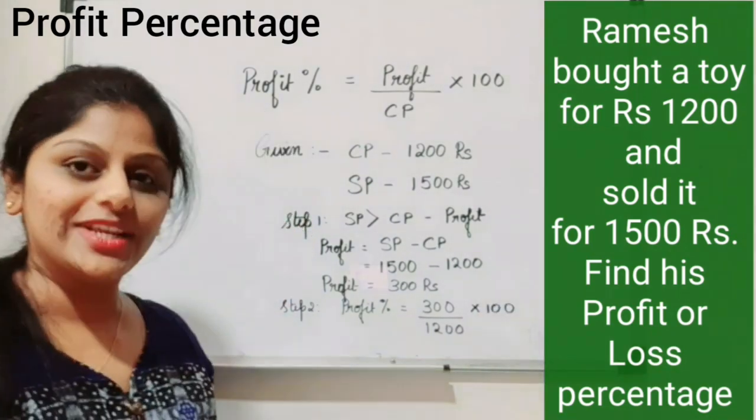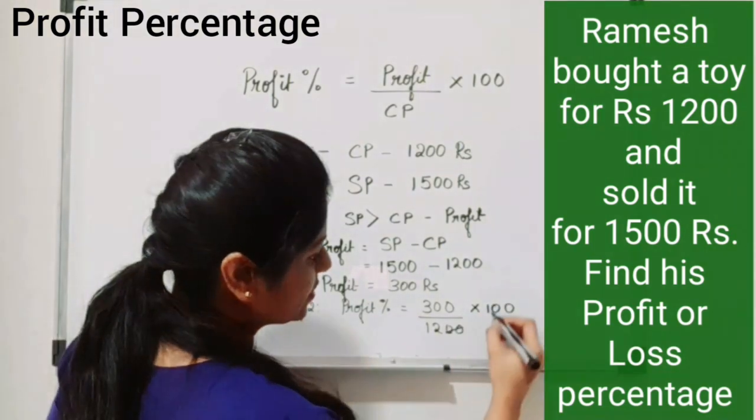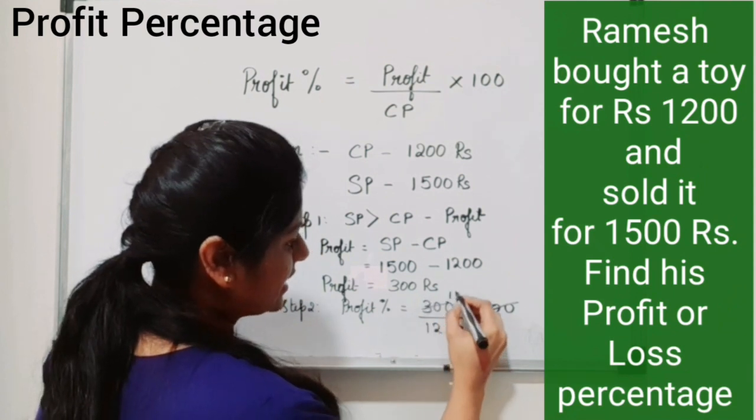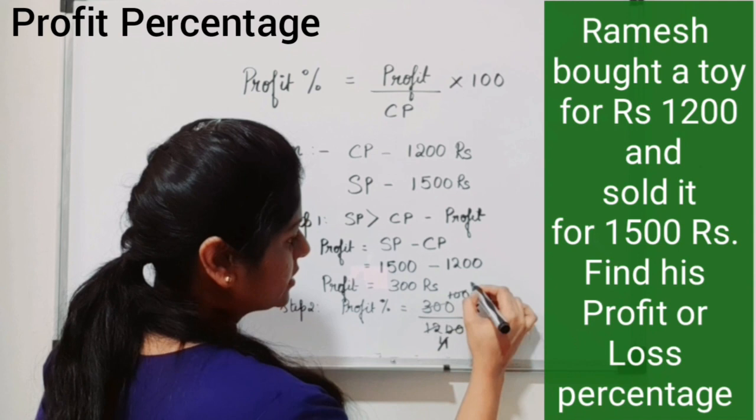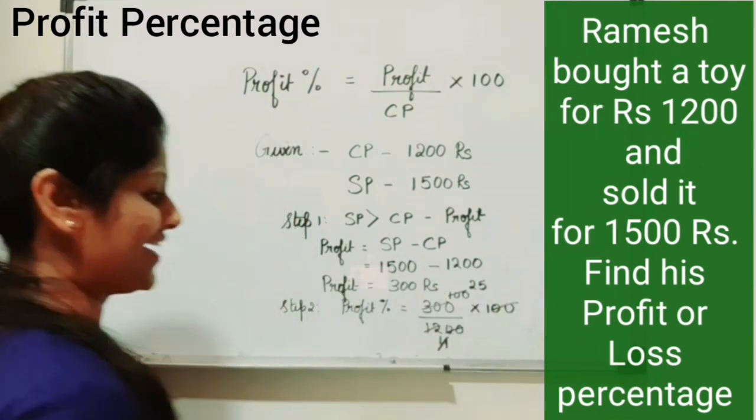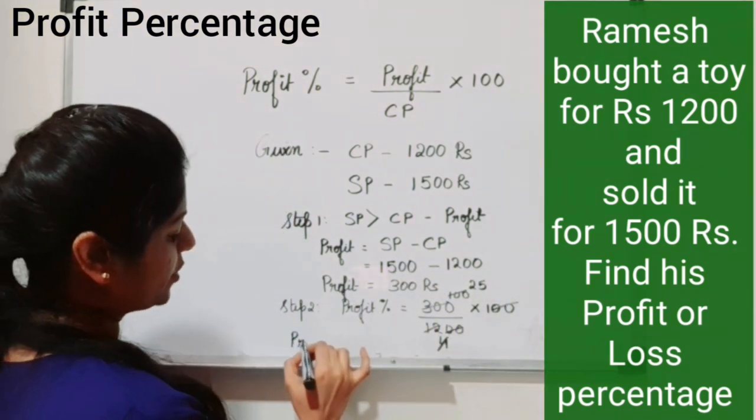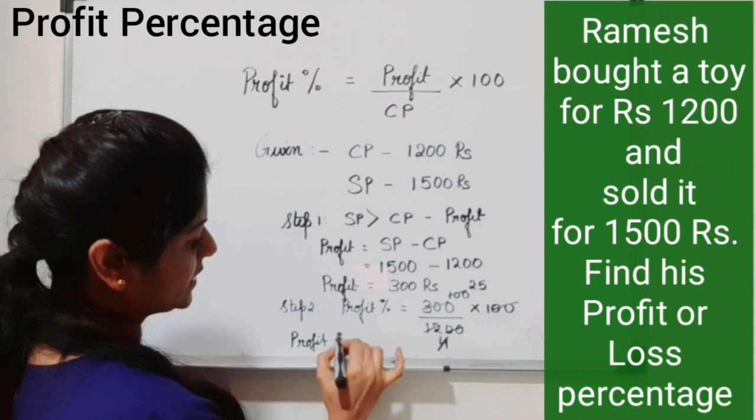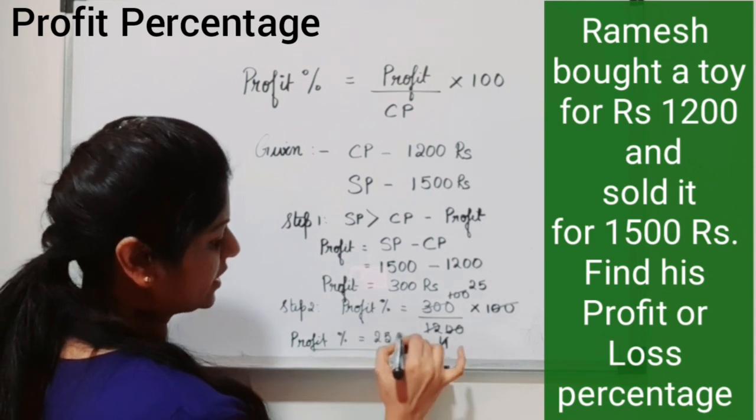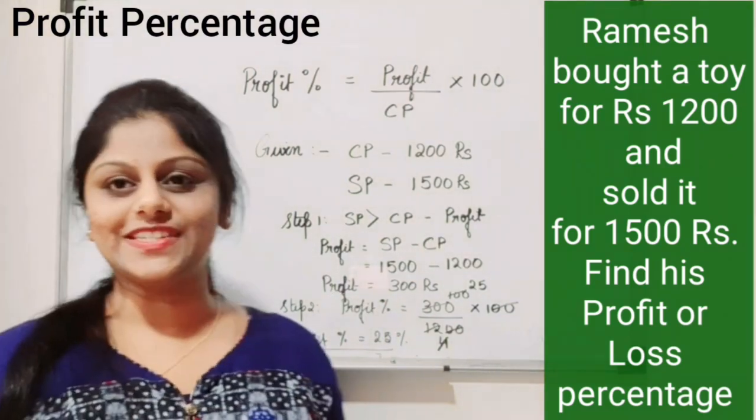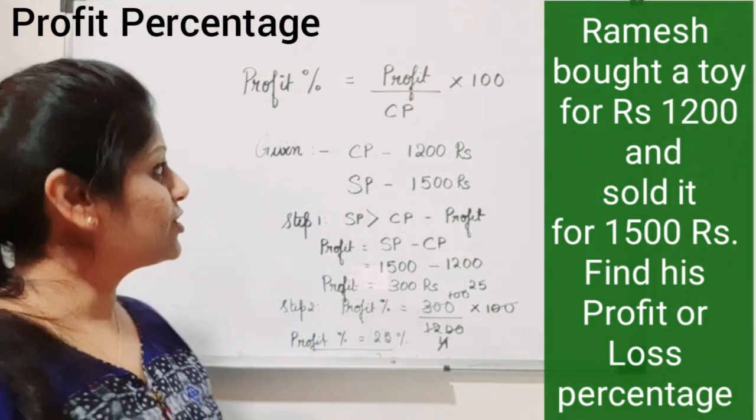So let's solve and check what will be the answer. So 0 gets cancelled. 3 1s are 3, 3 4s are 12, and 4 25s are 100. Therefore, we got profit percentage is equal to 25. That is, we got it as 25%. So see friends, it was very easy.